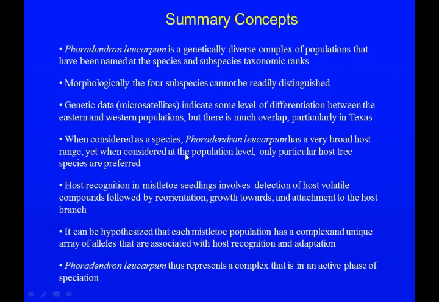Now, when considered as a species, Phoradendron leucarpum has a very broad host range, but considered at the population level, only particular host trees are preferred. And we now know that these seedlings are orienting towards and actually attaching to the host based upon volatile host chemicals, monoterpenes. So I hypothesize that each mistletoe population then has a complex and unique array of alleles that are associated with host recognition and adaptation. So this complex really represents an active phase of speciation. It's really evolution right in front of our eyes. So that's my example of evolution in your backyard, our kissing mistletoe. Okay?